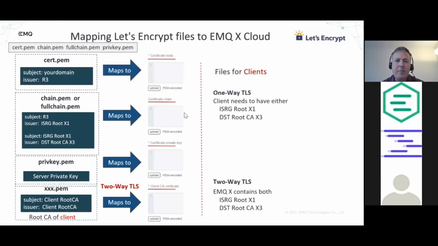And to map the Let's Encrypt files to EMQX Cloud, the cert.pem maps to the certificate body. And then basically, you can choose either the chain.pem or the fullchain.pem to complete the chain. And it's actually okay if they overlap. So if you use fullchain.pem, it will actually overlap with the cert.pem, so you can use either one of those files. Then the privkey.pem maps to the certificate private key.